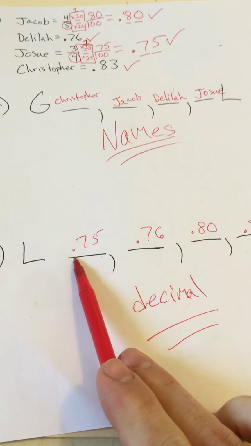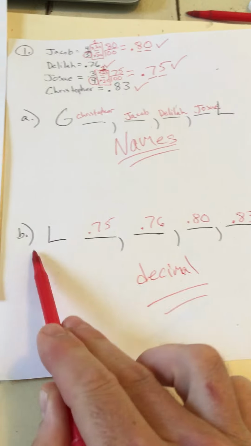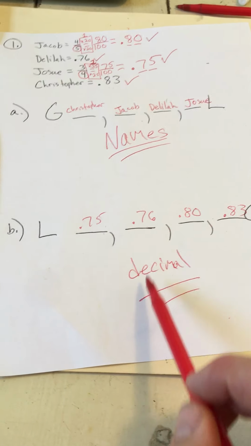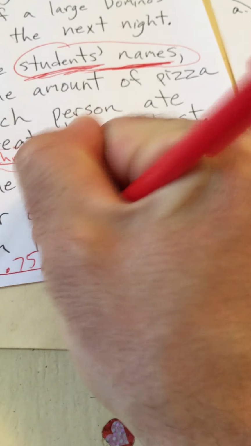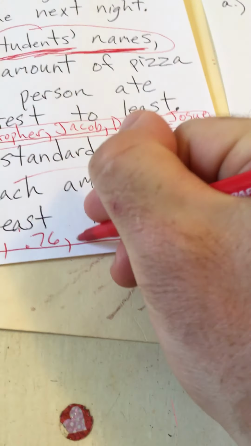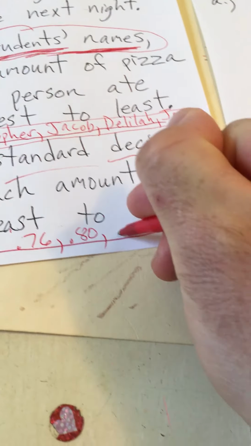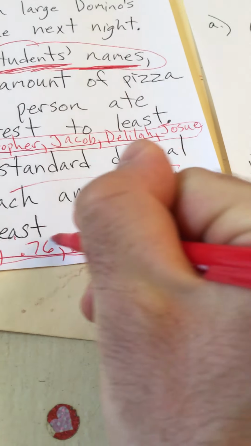So 75 hundredths, 76 hundredths, 80 hundredths, and 83 hundredths. They go from least to greatest. And we wrote it as standard decimal form. So the answer here is 0.75, 0.76, 0.80, and 0.83. That is the answer to part B.